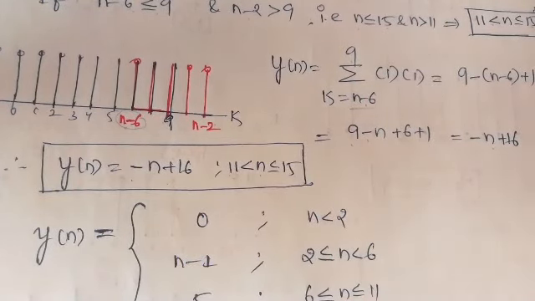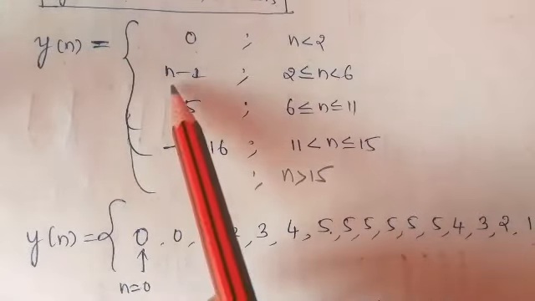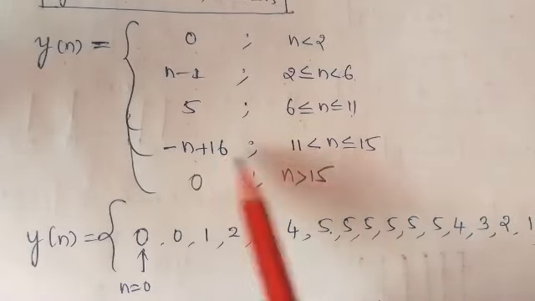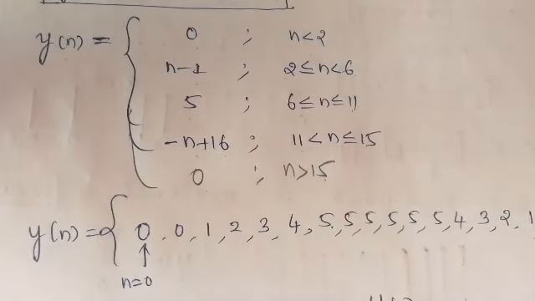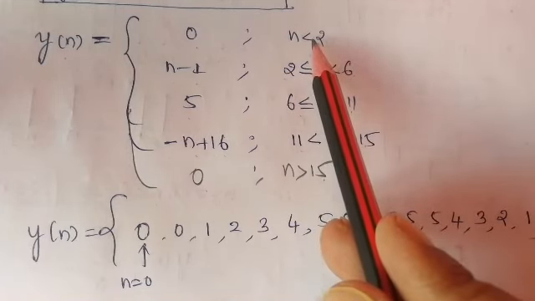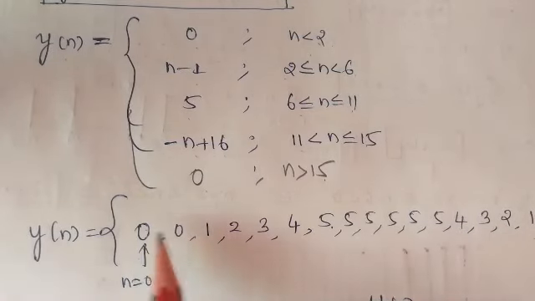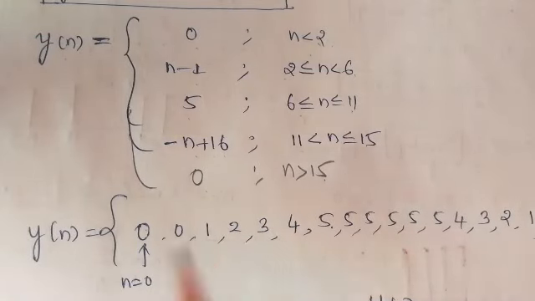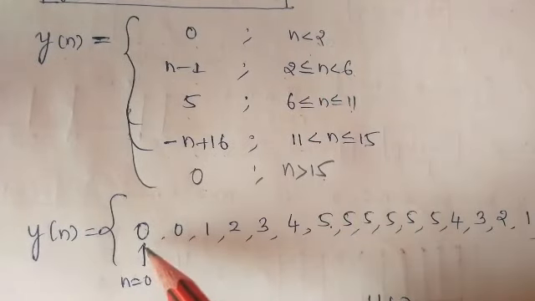So concisely, we write y of n equal to 0 for n less than 2, n minus 1 for 2 to 6, 5 for 6 to 11, minus n plus 16 for 11 to 15. If n is greater than 15, it is 0. So for n less than 2, that is n less than or equal to 1 onwards, it is 0. For n equal to 0, it is 0, and n equal to 1, it is 0.